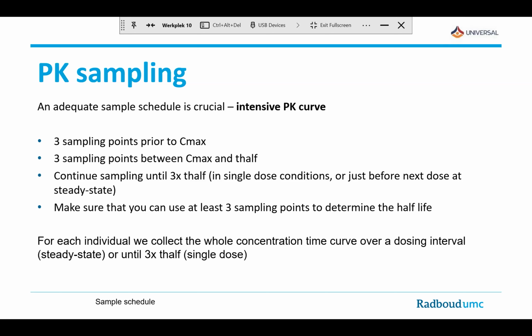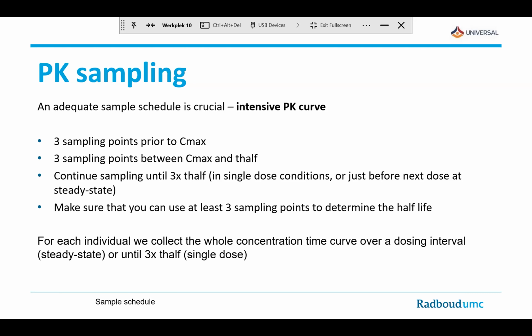There is a rule of thumb for how many samples at what time points you should take to get the perfect curve. You would like to have 3 sampling points prior to Cmax or Tmax, and 3 sampling points between Cmax and T-half. Then, under single dose conditions, you continue until 3 times your half-life. Under steady state conditions, you stop just before the next dose. And it's important to have that sample just before the next dose.